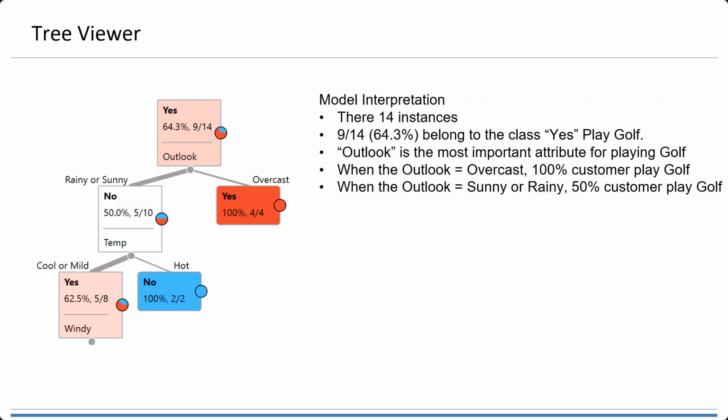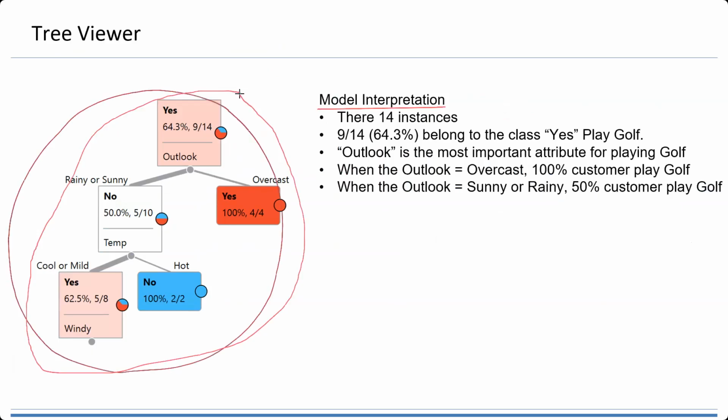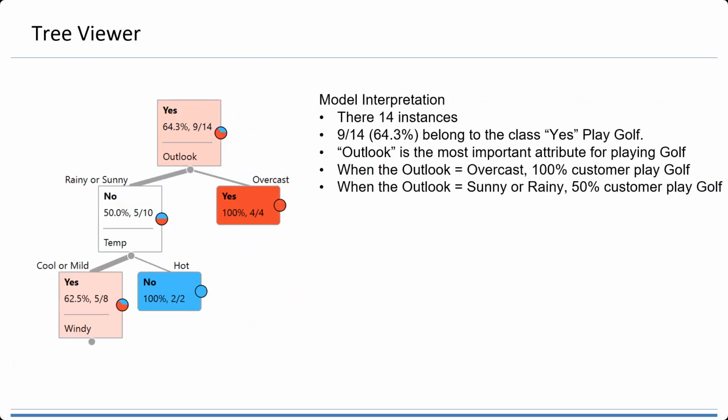Now, we have the decision tree. We need to understand the model interpretation. So how do we interpret the model? Let's look at the first part. The decision tree starts from the top to the bottom.